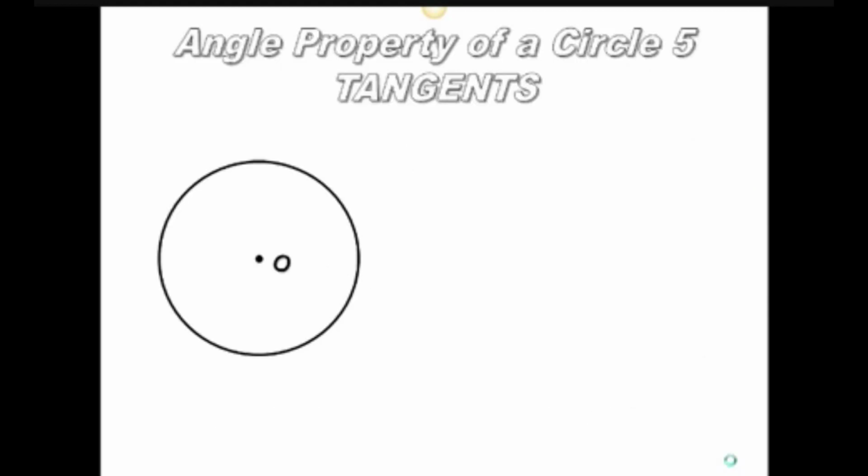Okay. Next angle property involves tangents. Now we've met tangents before, that's a line outside a circle that touches a circle in one place. Now let's put 2 tangents onto this circle. They touch the circle at A and B, and the 2 tangents themselves intersect at point T.